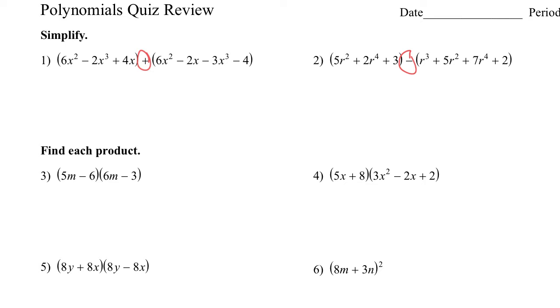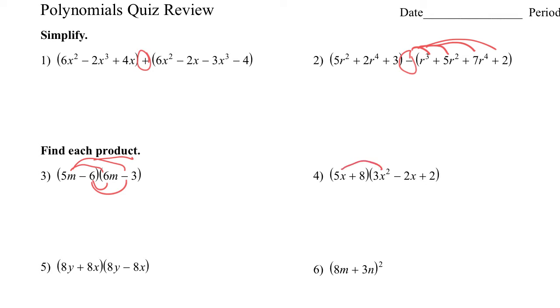When it says to add, just combine like terms as they are. When it says to subtract, change the signs of each one after the subtraction, and then combine like terms. Find the product means to multiply. So you're just going to distribute the 5m to both, and then distribute the negative 6 to both.